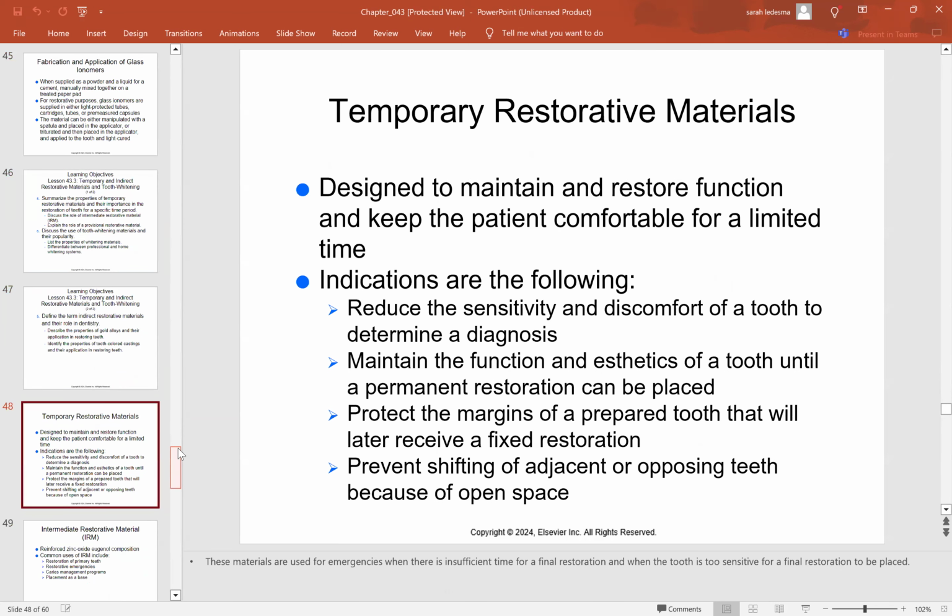Temporary restorative materials are designed to maintain and restore function and keep the patient comfortable for a limited time. Indications for a temporary restorative material would be to reduce sensitivity and discomfort of a tooth until we can determine a diagnosis, maintain the function and aesthetics of a tooth until a permanent restoration can be placed, protect the margins of the prepared tooth that will later receive a fixed restoration, and also to prevent shifting of adjacent or opposing teeth because of an open space.